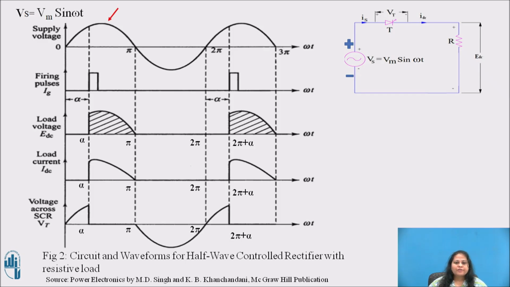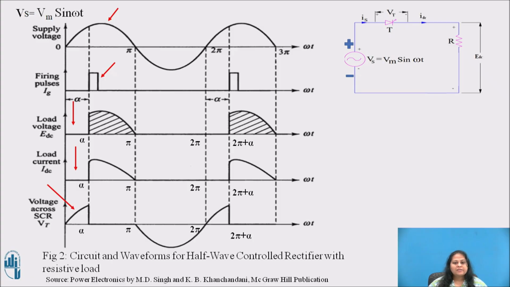Now, during the positive half cycle of the input supply voltage, SCR is in the forward biased condition, but it will not conduct as it is not triggered using the gate pulse. Till then, SCR acts as an open switch and hence all the supply voltage appears across the SCR. Also, due to this, the load voltage and current across the resistance will be 0.